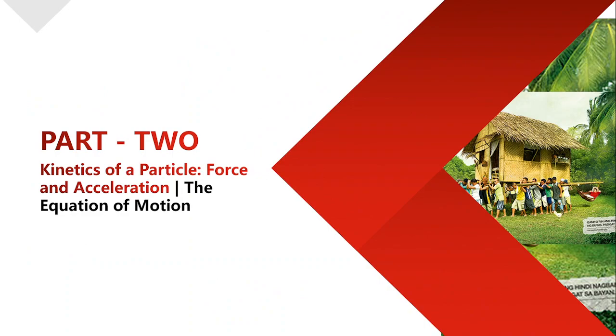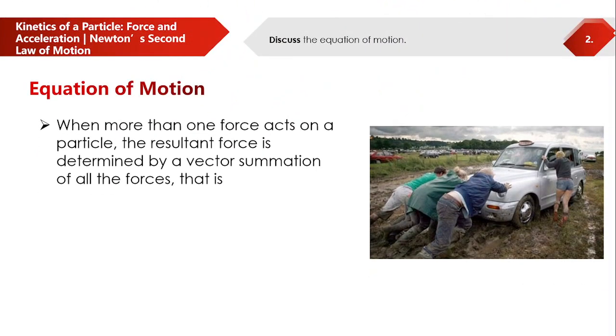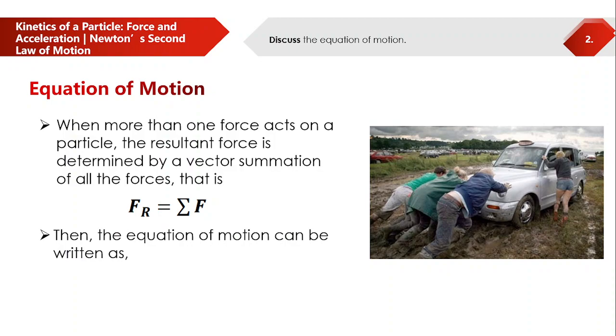So part two, the equation of motion. So what is this equation of motion? When more than one force acts on a particle, the resultant force is determined by a vector summation of all forces. That is, the resultant force is equals to the summation of all the forces acting on the particle. So then the equation of motion can be written as the summation of all forces is equals to mass times acceleration. Acceleration, we all know this one, right? From our previous lesson, or previous topic.